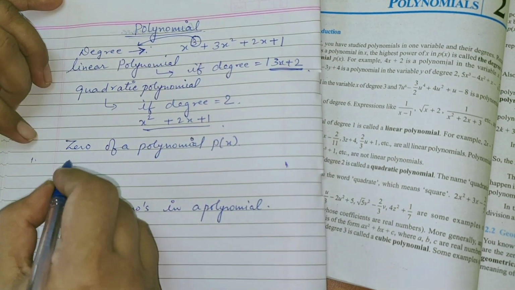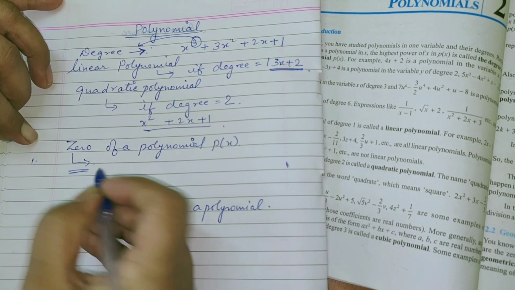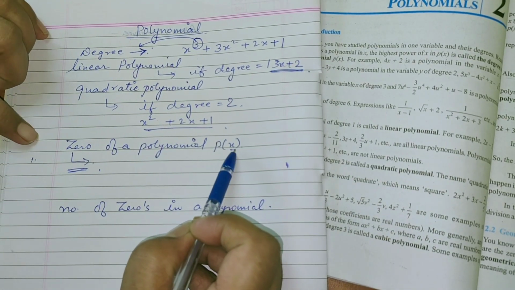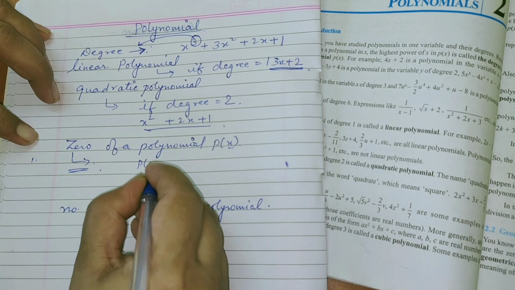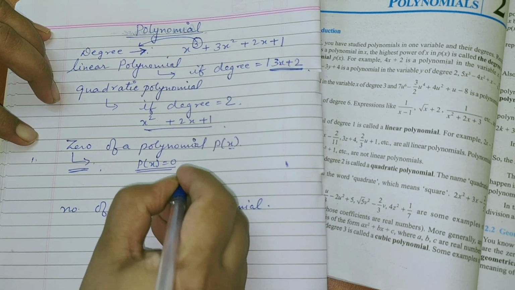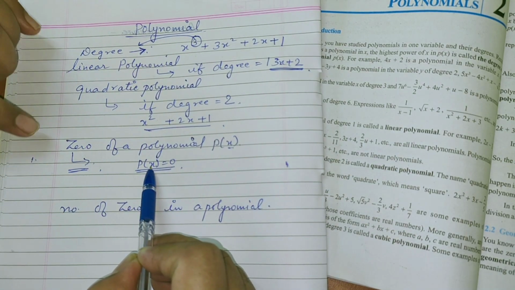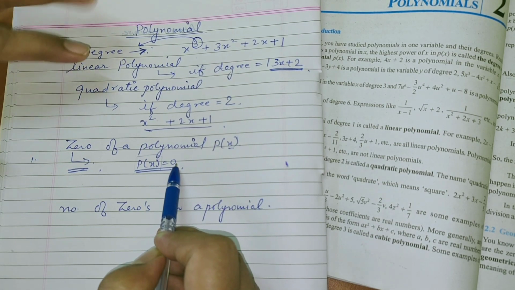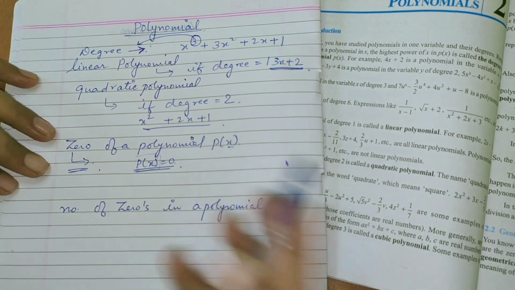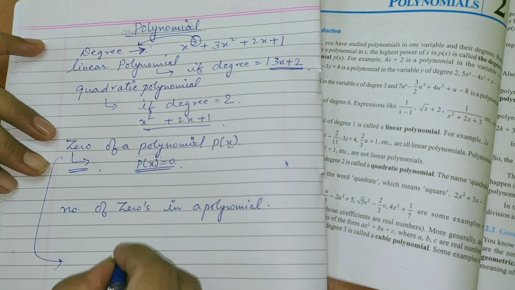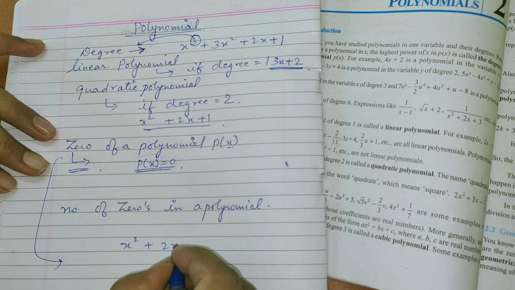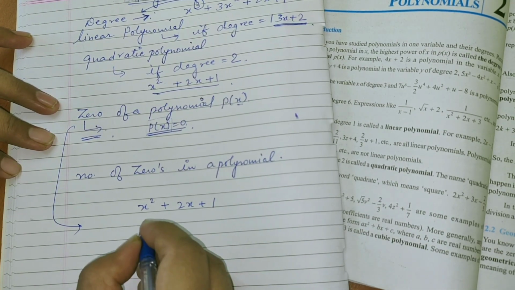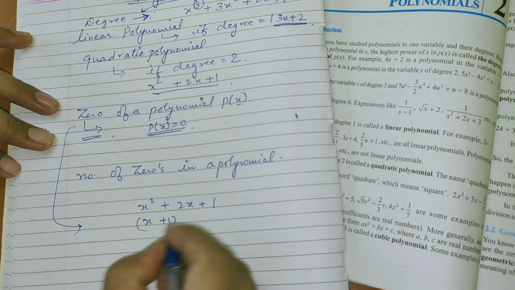Then what is the zero of a polynomial? Zero of a polynomial is the value of x at which the polynomial p of x is equal to 0. Means the value of x at which the polynomial p of x becomes 0, we say this is the zero of a polynomial. For example, if I take x square plus 2x plus 1 and solve this, it's x plus 1 whole square.